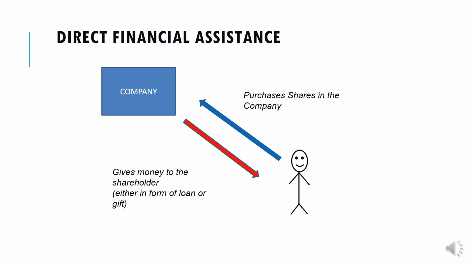Alright, clearly you give a loan, or you just give as a gift to the person so that the person purchases the shares of your company. This is direct financial assistance.